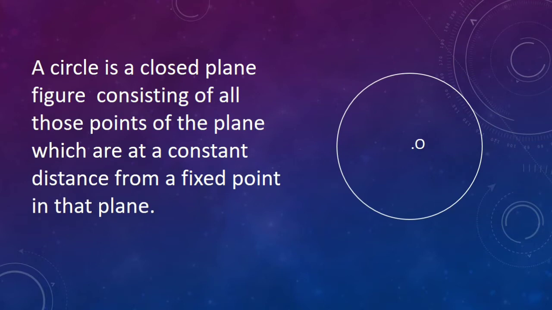previous classes. First of all, the definition of a circle. A circle is a closed plane figure consisting of all those points of the plane which are at a constant distance from a fixed point in that plane. So here the fixed point is O and every point on the circle is at a constant distance from the point O. The point O is known as the center of the circle.